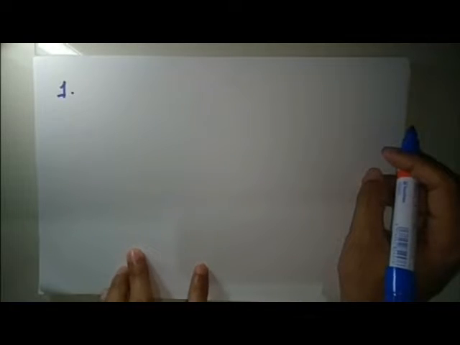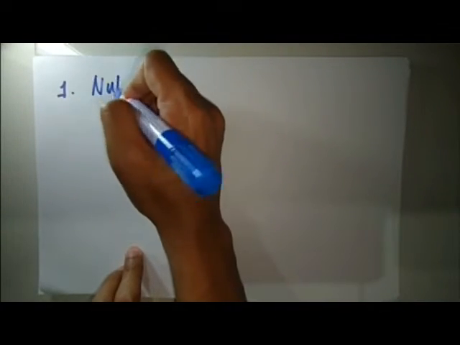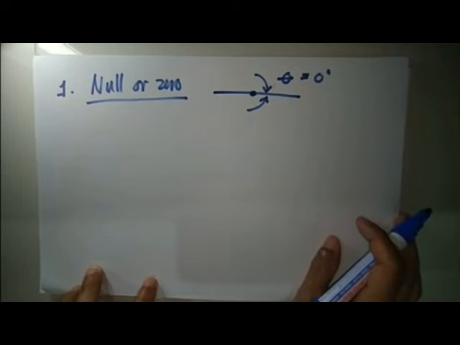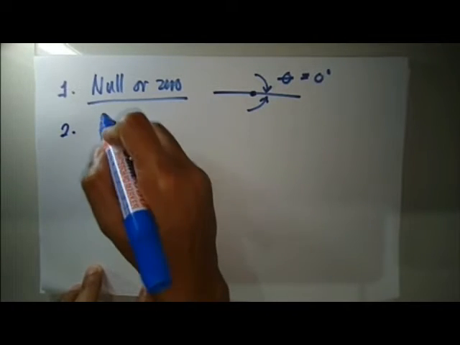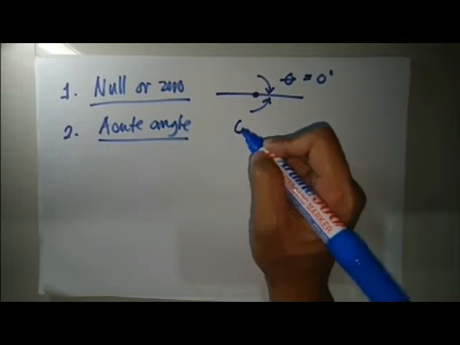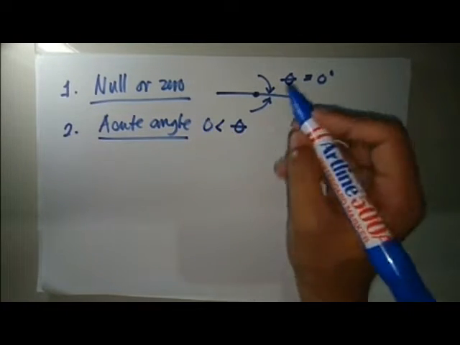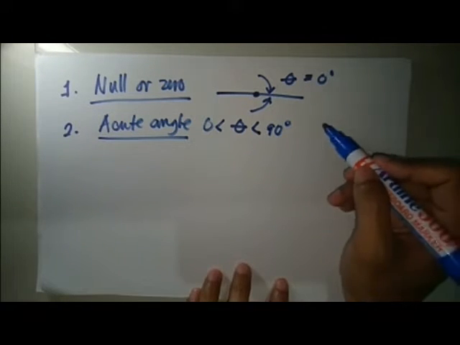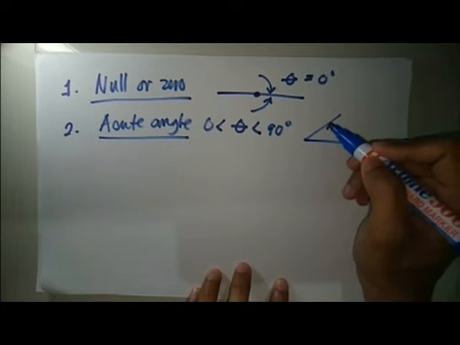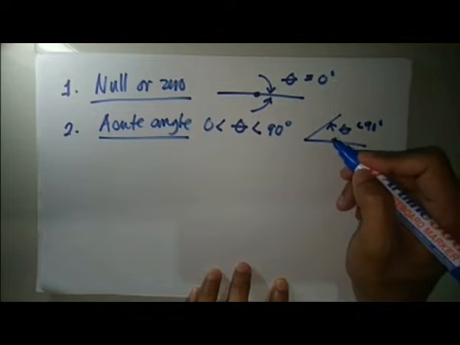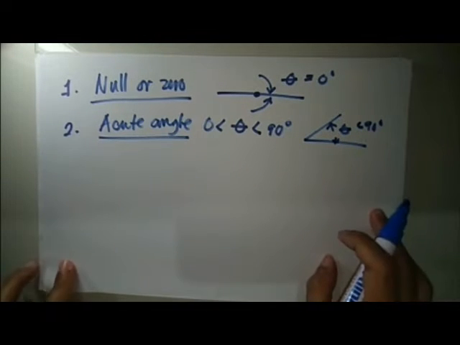We have different types of angles. The first type is the null or zero angle. This angle is equal to zero. The second is the acute angle. An acute angle is greater than 0 but less than 90 degrees. So if your angle is less than 90 and greater than 0, that is an acute angle.